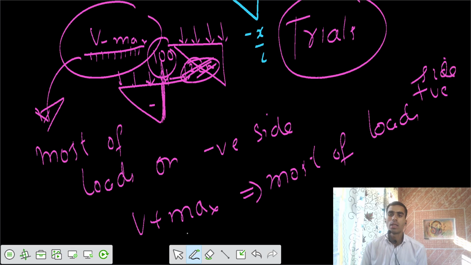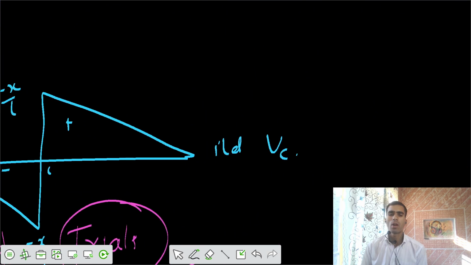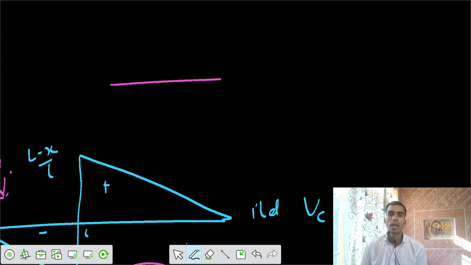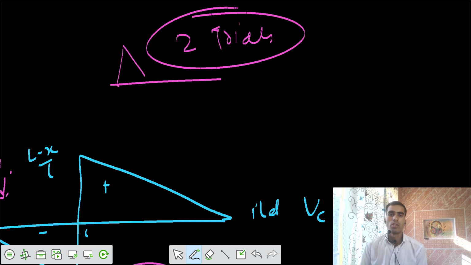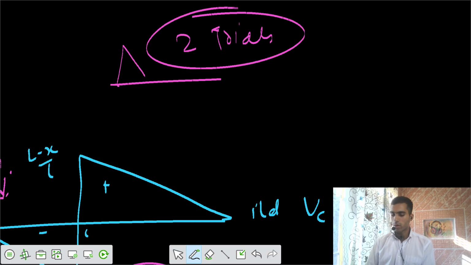Then there might be different trials, 2-3 trials you have to perform. Generally you have to perform 2 trials; 2 trials are enough, I think. Most of the problems are designed in a way that you perform 2 trials and you can get the Vmax accordingly. So this was your V negative, V positive, and the third one is V absolute.